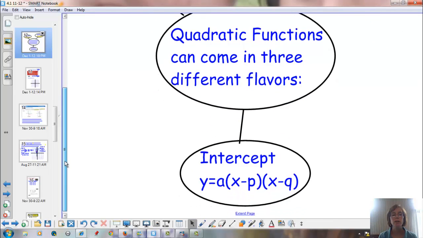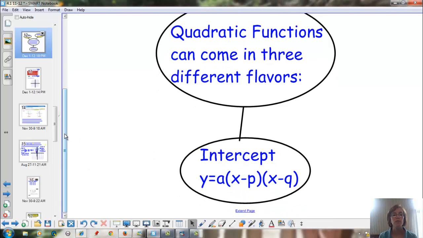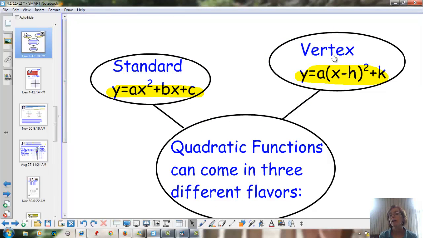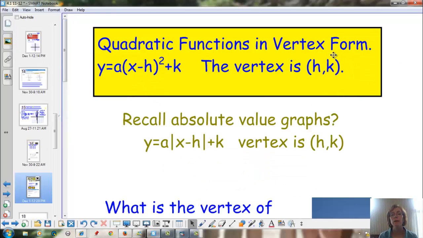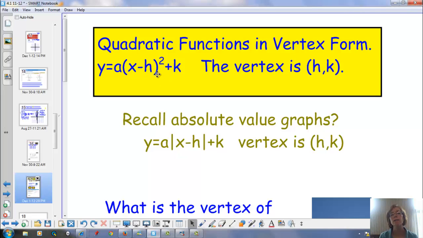And don't forget there really is one other form that we may look at, and that is intercept form. But for right now, we're looking at vertex form. Quadratic functions in vertex form, y equals a times x minus h quantity squared plus k. The vertex of the parabola is going to be h comma k, where the h is the number being subtracted from the x, and k is the number that's just hanging around on the outside.